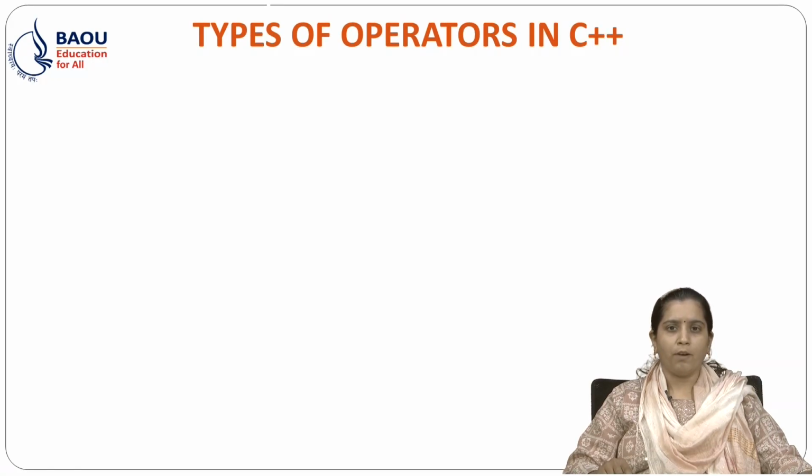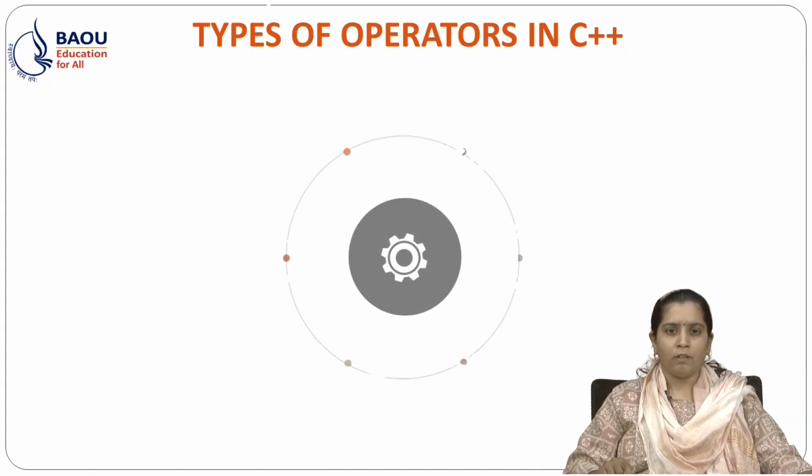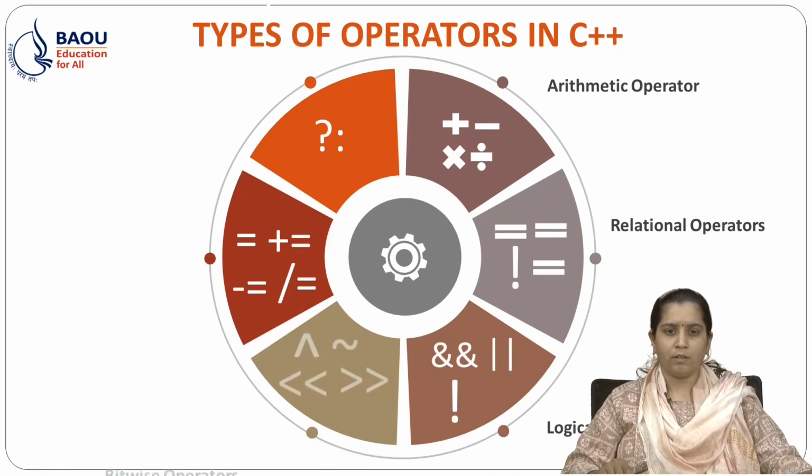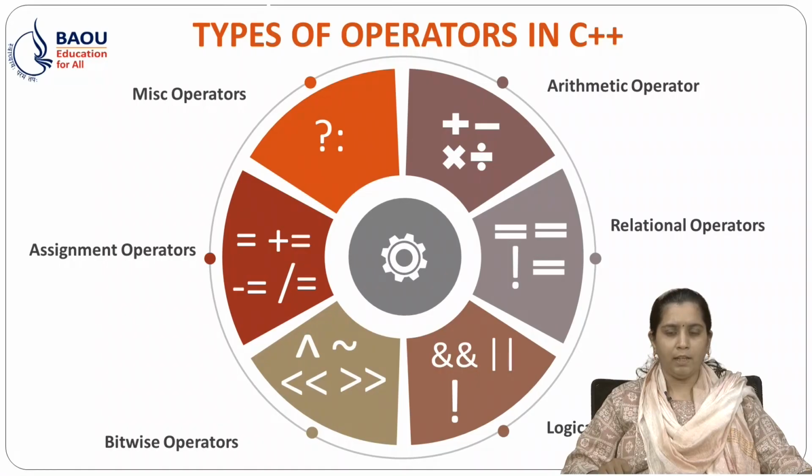In types of operators, we have arithmetic operators, that is basic mathematical operations, relational operators, logical operators, bitwise operators, assignment operators, and miscellaneous operators. Today we are going to learn about these operators in detail.